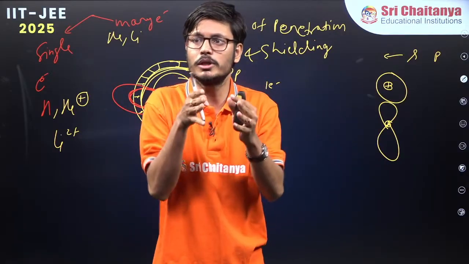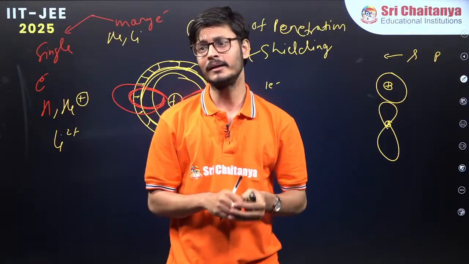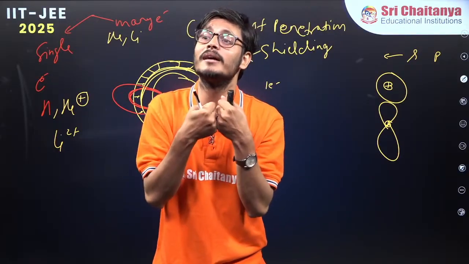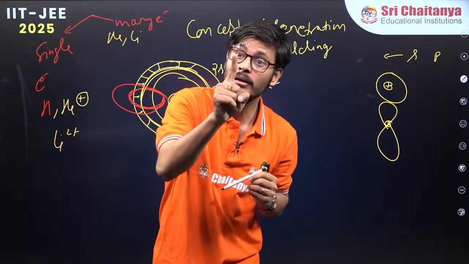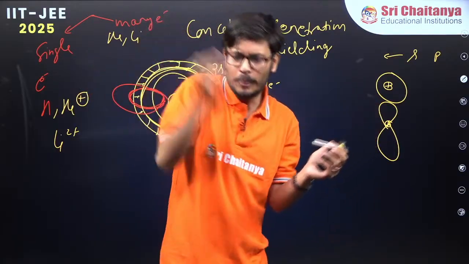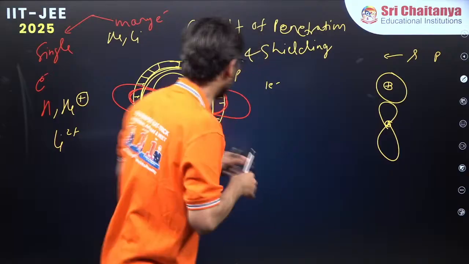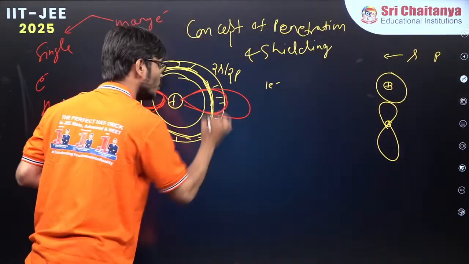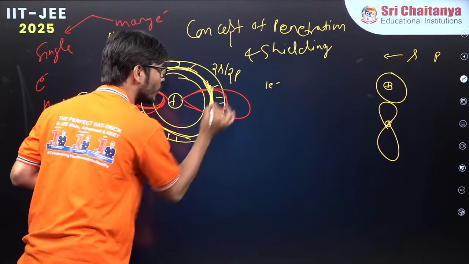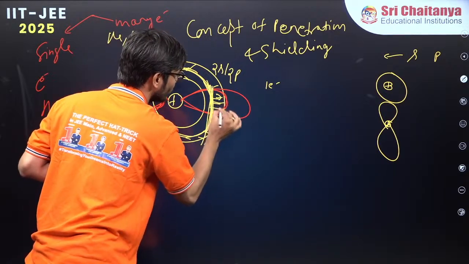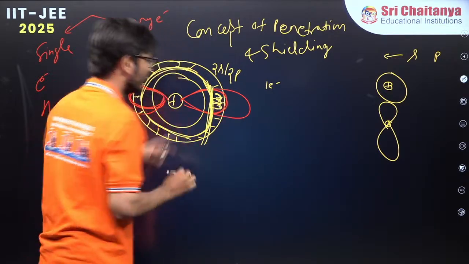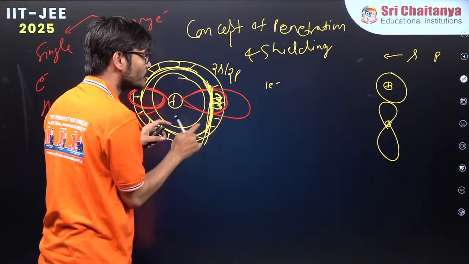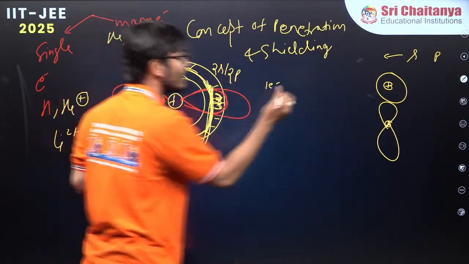I want to be more closer to the nucleus. Why is it happening? It is happening because electrons repel each other. In case of one electron, there was no competition, so no penetration, no shielding. But once s has come towards the nucleus, now it is going to repel the p orbital because of electron repulsion. Now you see, you don't have 2s and 2p at the same energy.